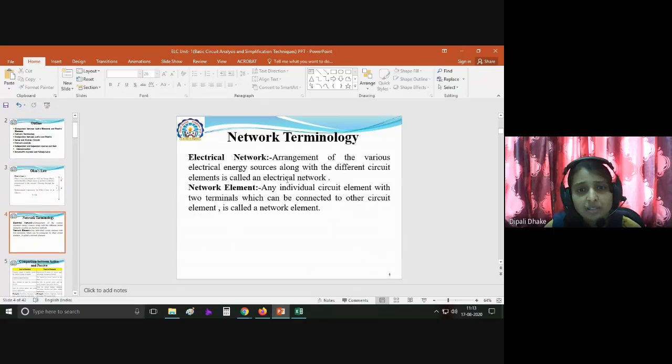Okay. The next one is the network terminology. It's the electrical network and the element. Element is nothing but a component. And what does electrical network mean? It is nothing but an arrangement of the different elements or components with the voltage and the current sources. That's what the electrical network is.